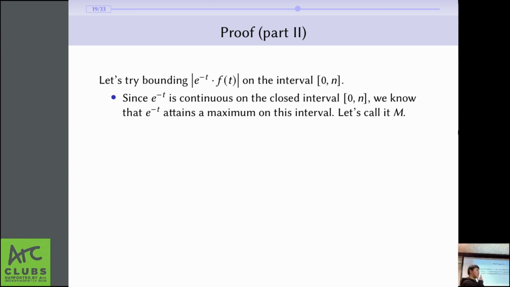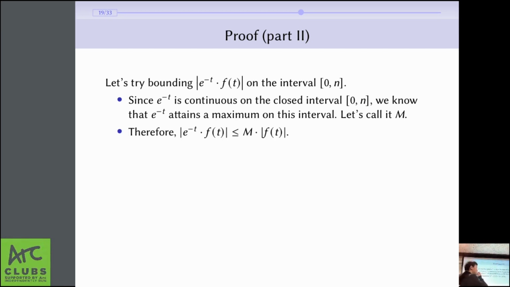Well, we know e to the minus t is continuous on this closed interval. So we know that it has to attain some maximum value. We don't know what it is, but let's just call it m. So m is some finite number because e to the minus t is bounded on this interval. And so if I look at the actual magnitude, the magnitude is at most m times whatever the magnitude of f of t is, right?